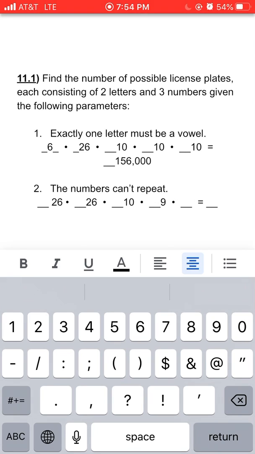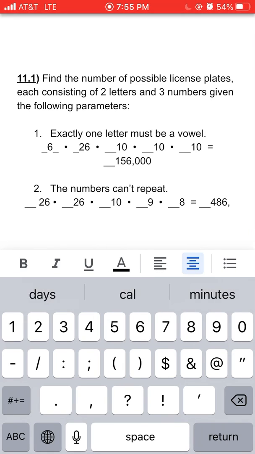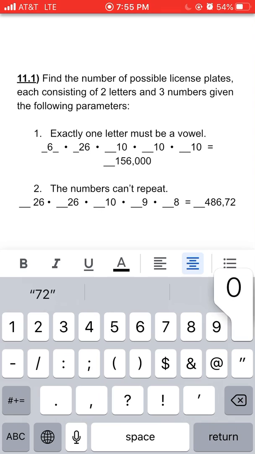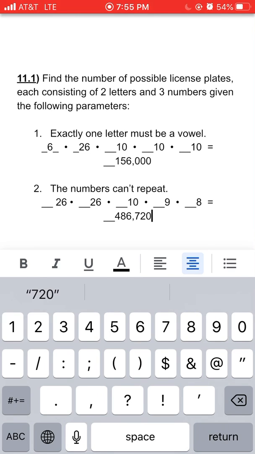And then again, we take out another possibility because of that 9. Now we have only 8 possibilities for choosing numbers because no numbers can repeat. And then that will get us 486,720 possibilities.